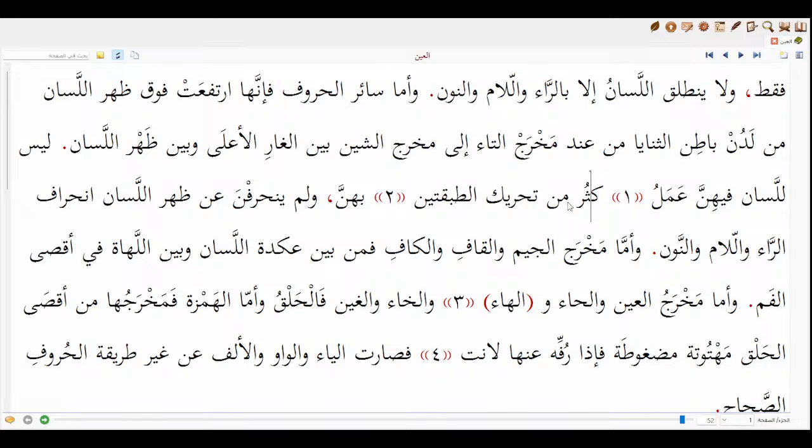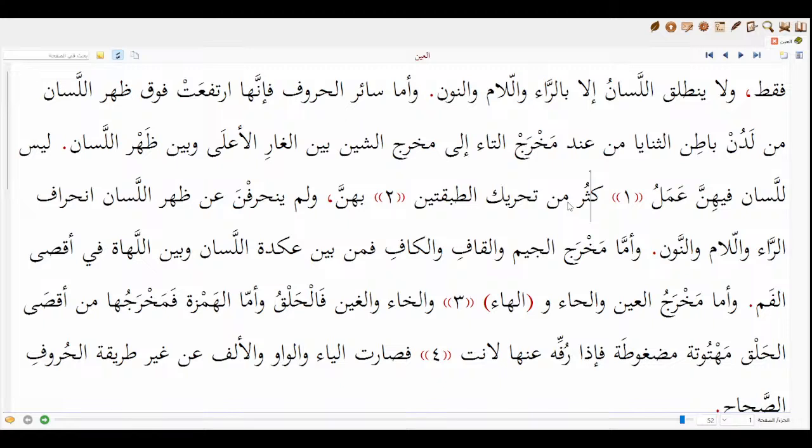Like how in Ra, Lam, Noon there's great movement of the tongue. In these letters there's not a great movement of the tongue. And this is because of min tahrik al-tabaqatayn bihin, because the two jaws do a lot of the movement in the rest of these letters. And lam yanharifna an dhahri lisan inhiraf al-ra'i wal-lam wal-nun, and these letters are not pronounced with any part other than the top of the tongue, meaning the tongue stays almost stationary in its place, and there's no great movement, and they don't move off the tongue like how the Ra, Lam and Noon almost move off the tongue and are pronounced with the tip of the tongue.